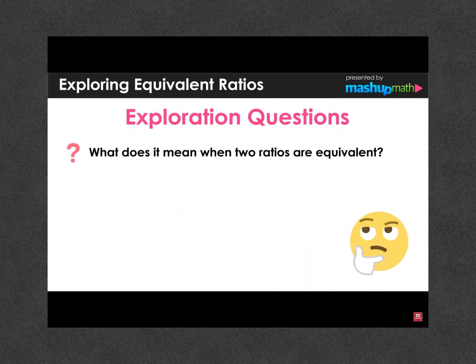So now let's move forward and explore the questions. What does it mean when 2 ratios are equivalent? How can I show that 2 ratios are equivalent?